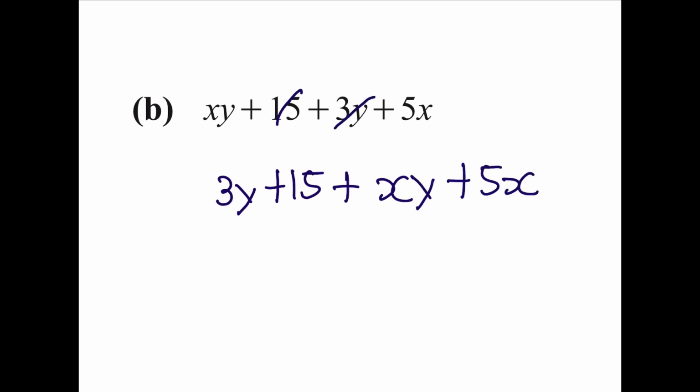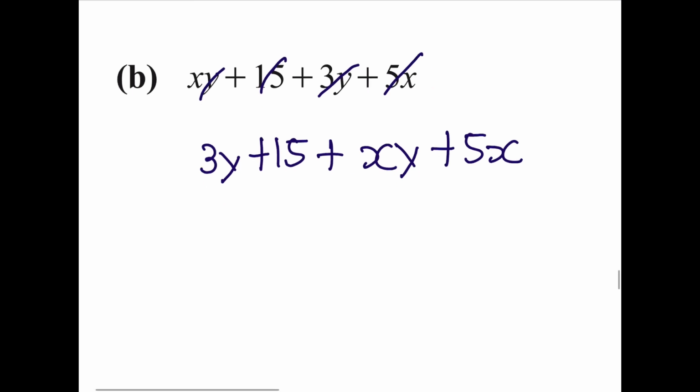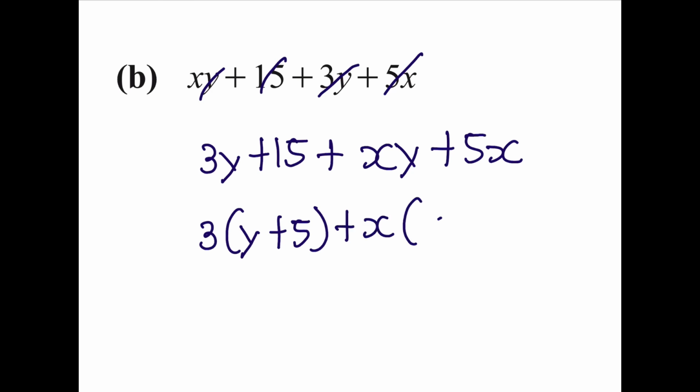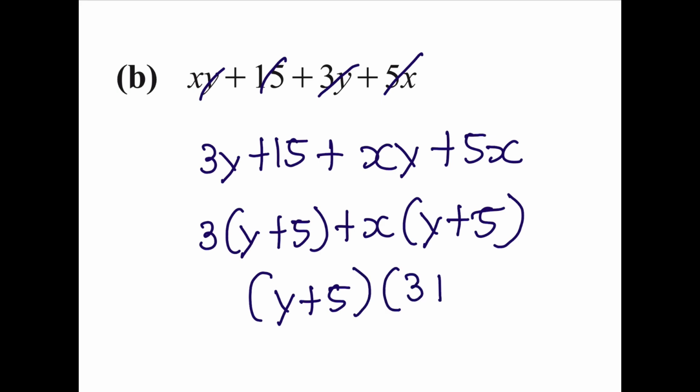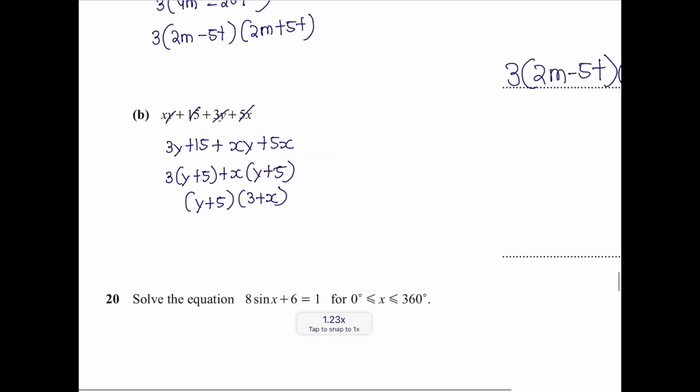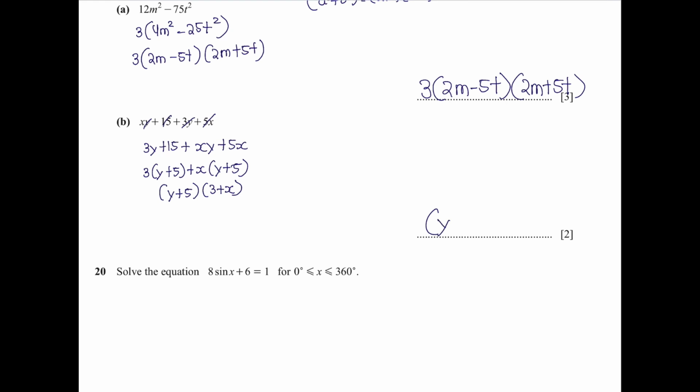3y, 15, xy and 5x. Now if I factor 3 from here, I would get y plus 5, and if I factor x from here, I would get again y plus 5. So if I take y plus 5 common, then what I would be left with is basically 3 plus x. That's a simplified form, easy as that. Y plus 5 and basically 3 plus x.